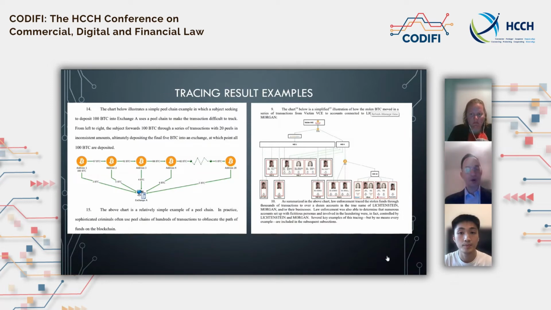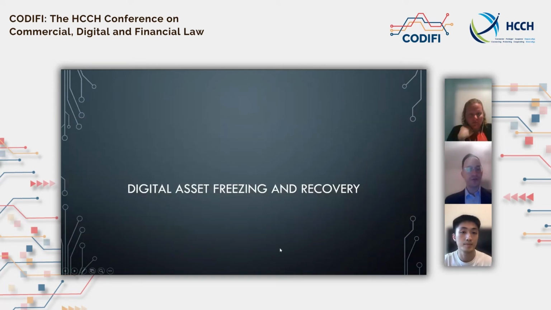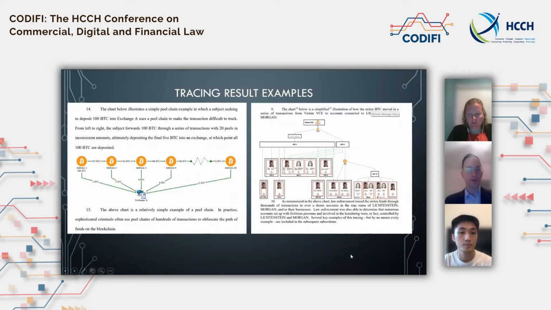So these images are excerpts taken from enforcement actions. One back, please, Carla. Thank you. These excerpts are images taken from enforcement actions brought by the Department of Justice against purported criminals who were using crypto asset systems in order to launder the proceeds of illegal activity.